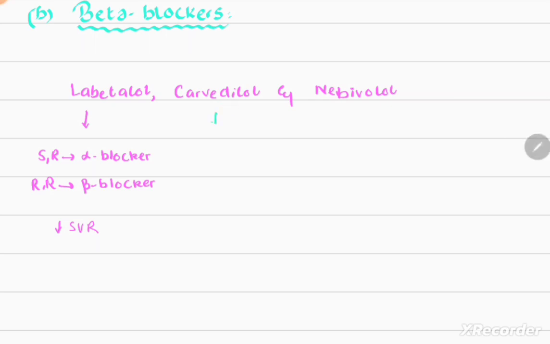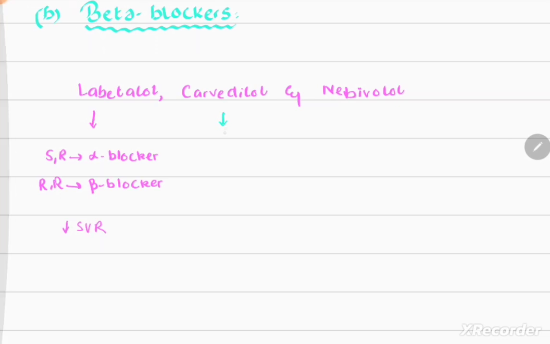Now, carvedilol is again a non-selective beta blocker, and it is also formulated as a racemic mixture, and both of the isomers, the S and the R, have approximately equal alpha blocking potency. The half-life is around 7 to 10 hours, and it is given usually twice daily. It reduces the mortality in patients with heart failure and hypertension. It is a very important drug.